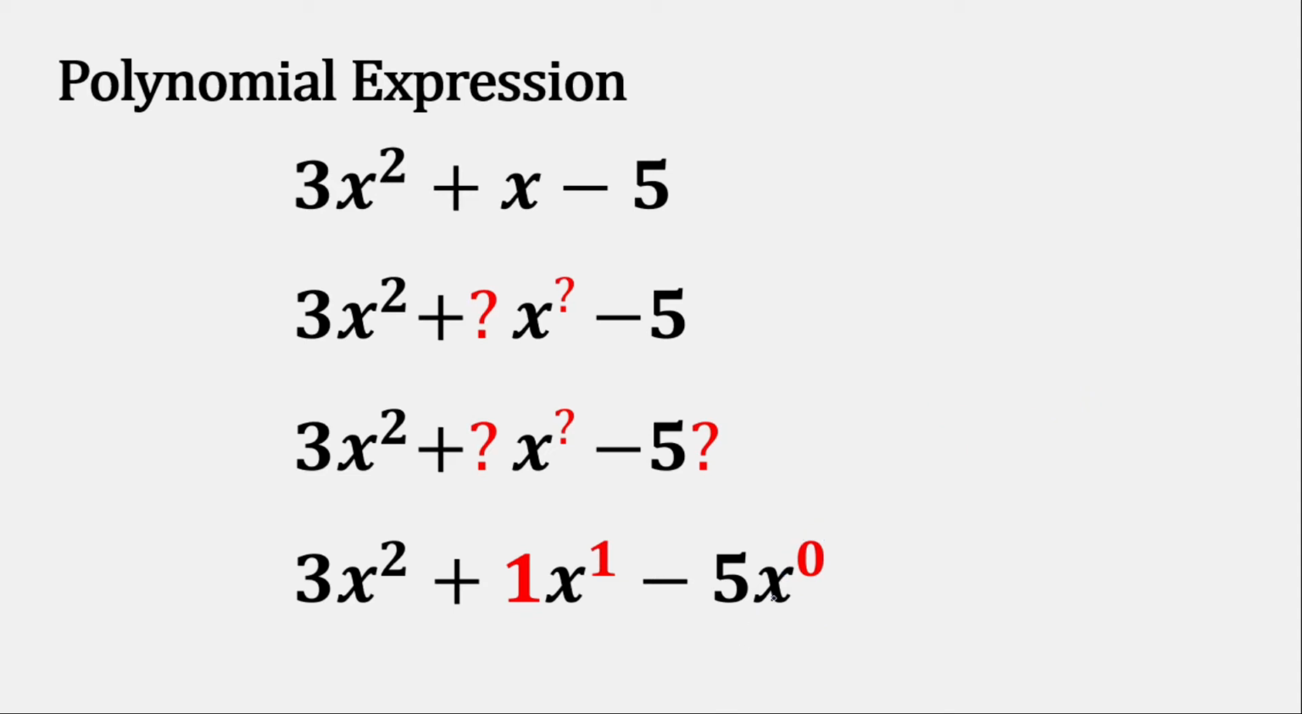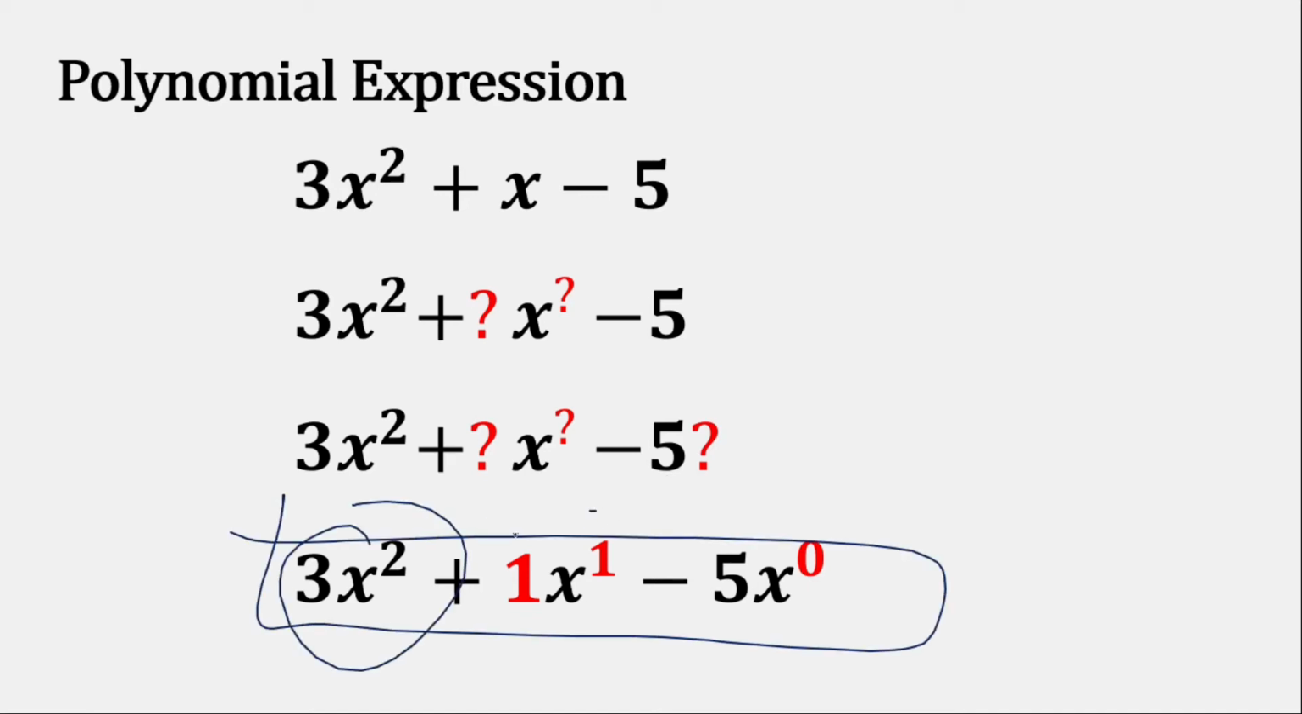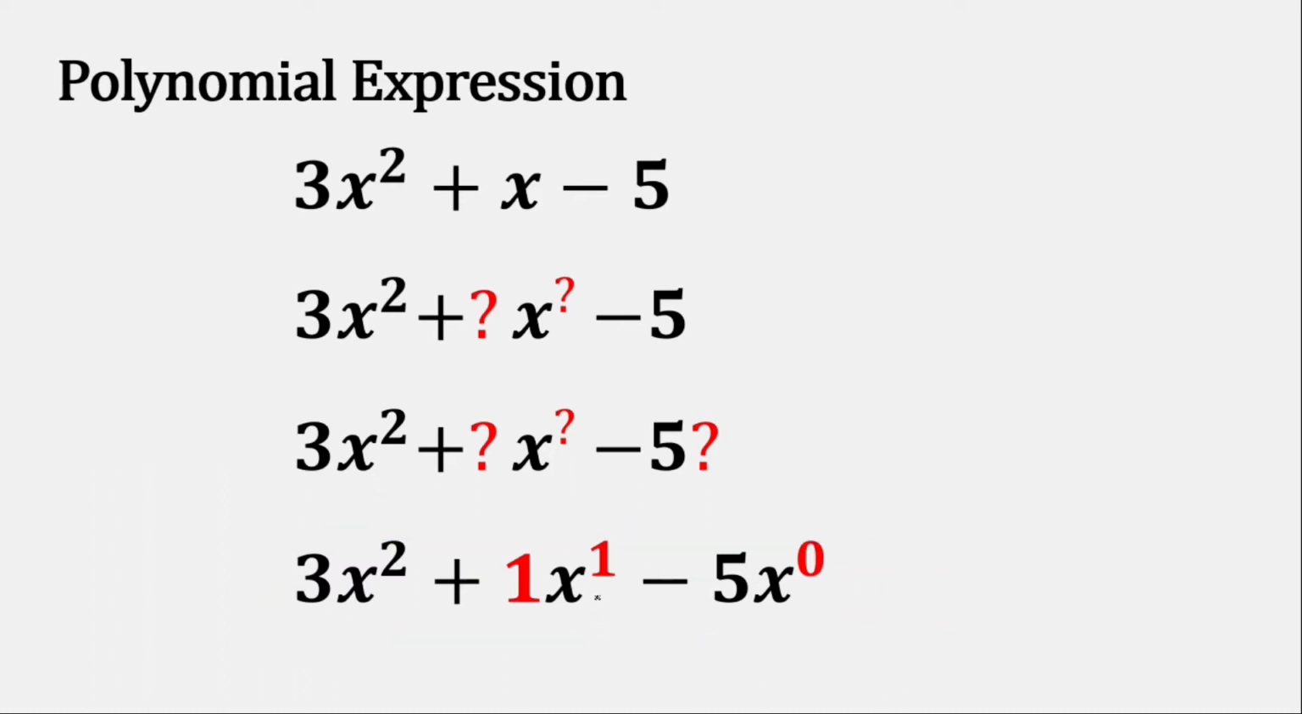Because that's the case, it's more convenient to not write this beside 5. That's why we call 5 a constant, because any variable you place next to it is raised to 0, and that doesn't change the value of 5. So all of these are terms, and they are connected by addition and subtraction. Therefore, this is a polynomial expression.